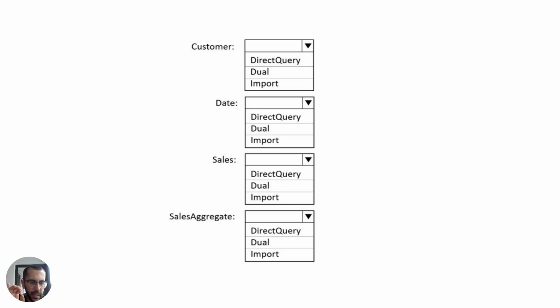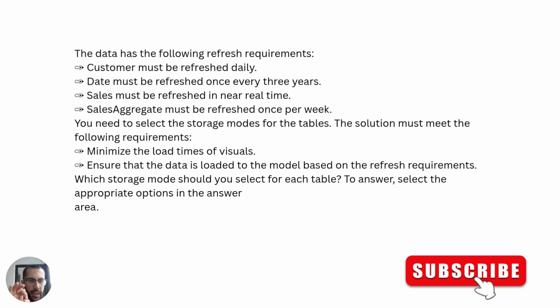When it comes to date, it's changing once every 3 years, must be refreshed once every 3 years. And that means that for 3 years, we're not going to touch it, so we can keep it in cache. It's not so heavy that it can impact the performance of our Power BI. So we keep it in cache, we keep it in import mode.